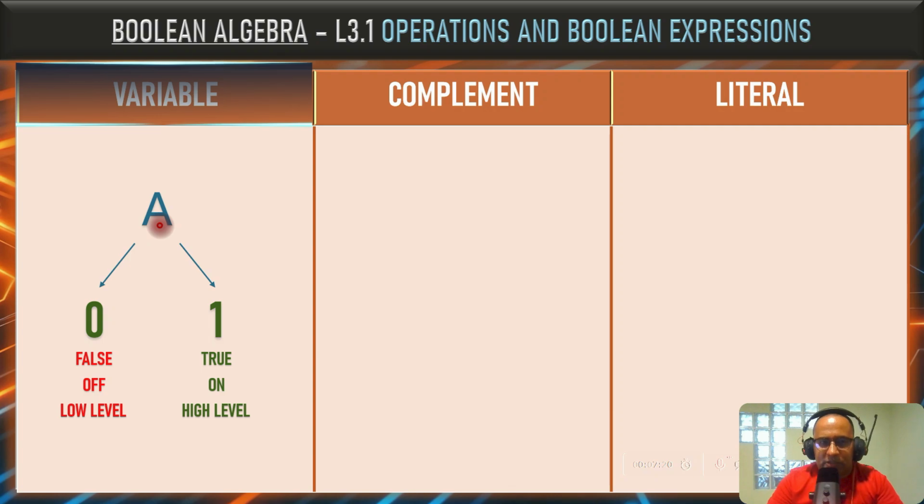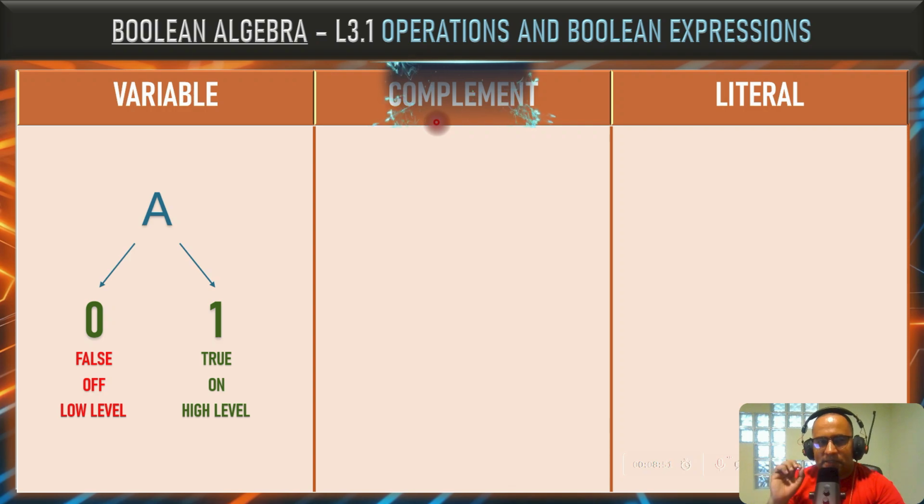A simple analogy: think of a lamp. Lamp off, logic 0. Lamp on, logic 1. Another key point is a variable cannot take both values at the same time. It cannot be 0 and 1 simultaneously. Just like a lamp cannot be on and off at the same time, and a door cannot be open and closed at the same time. You can think of a variable as a small box. You can put either 0 inside or 1, but not both.